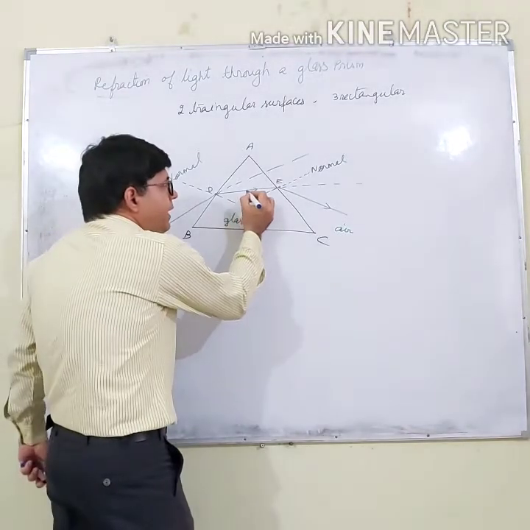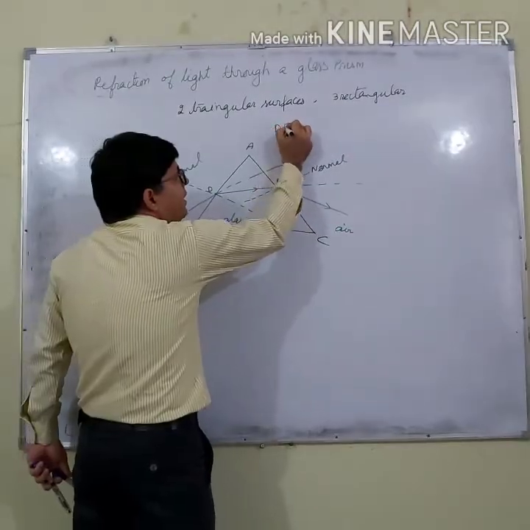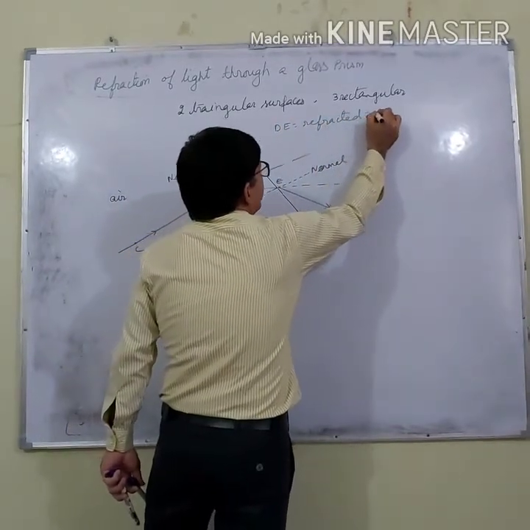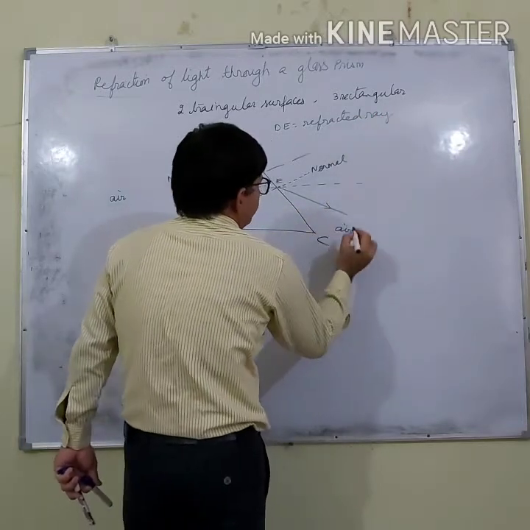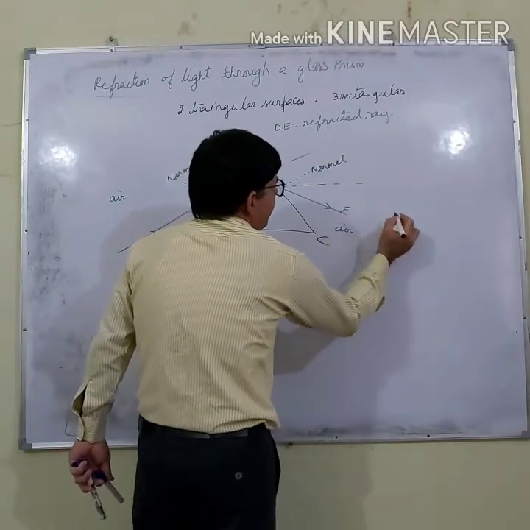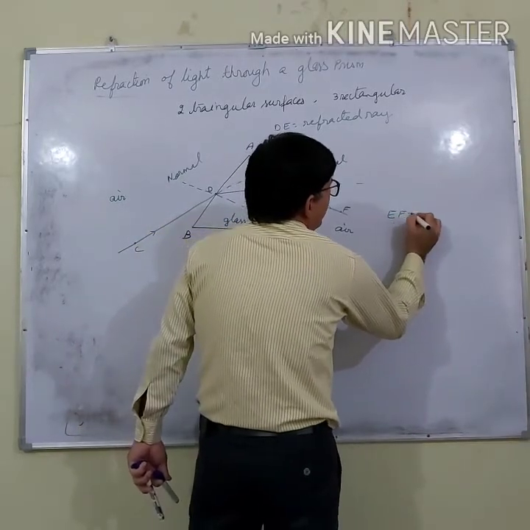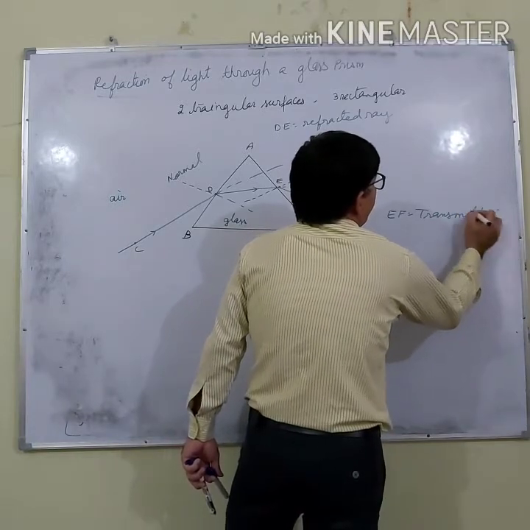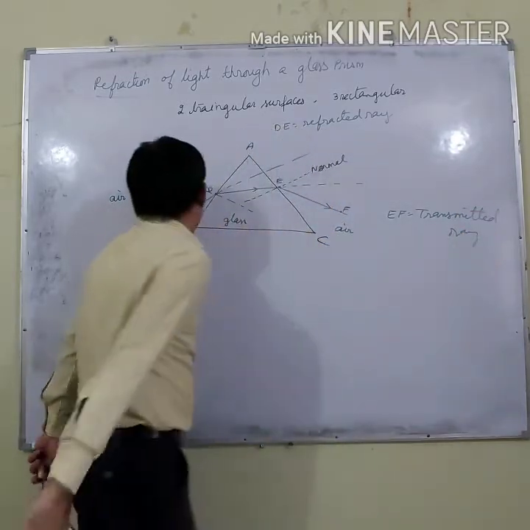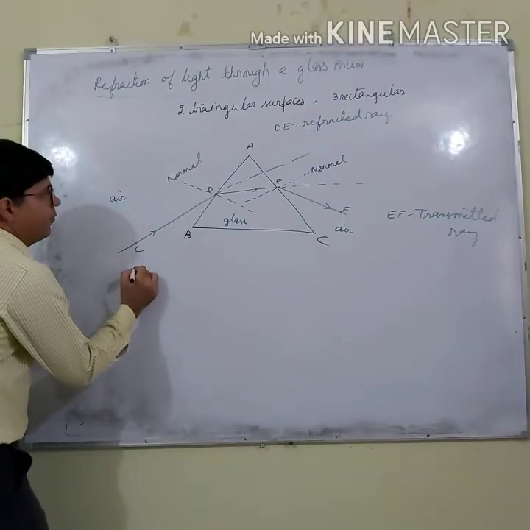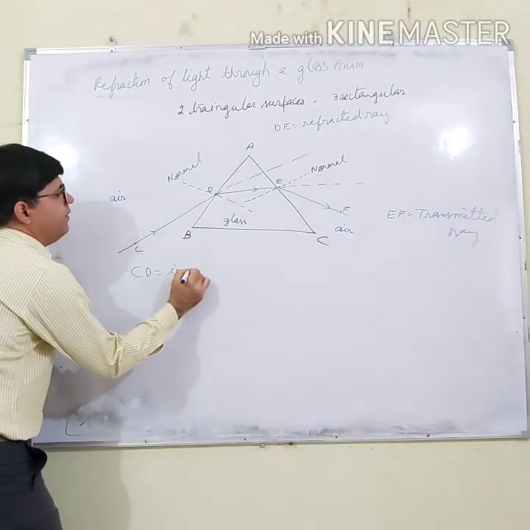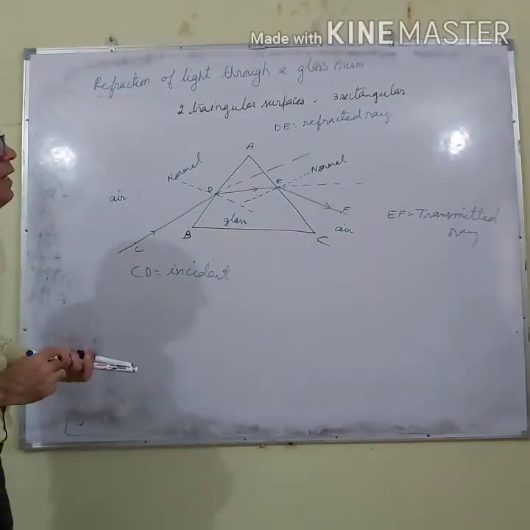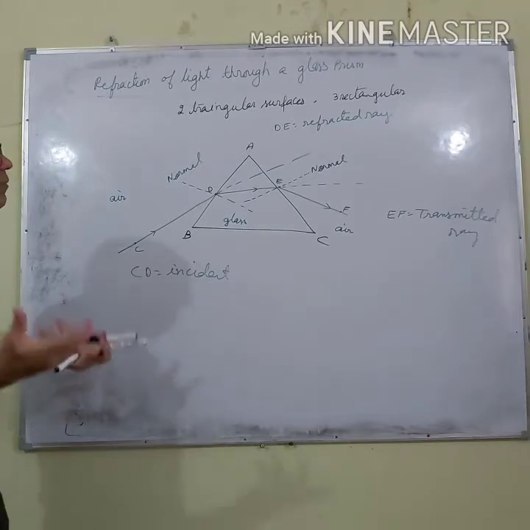Now DE is called the refracted ray, and this EF is called the transmitted ray. So I am repeating again: CD is the incident ray and DE is the refracted ray. EF is the transmitted ray.